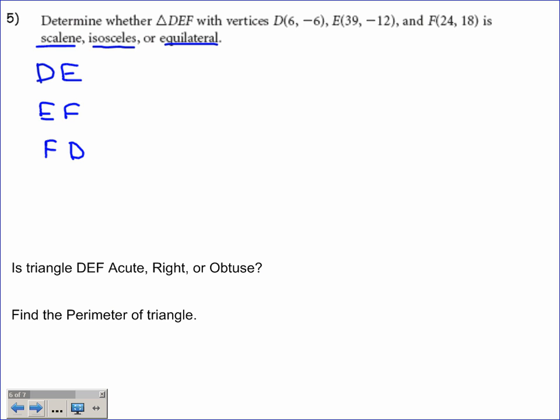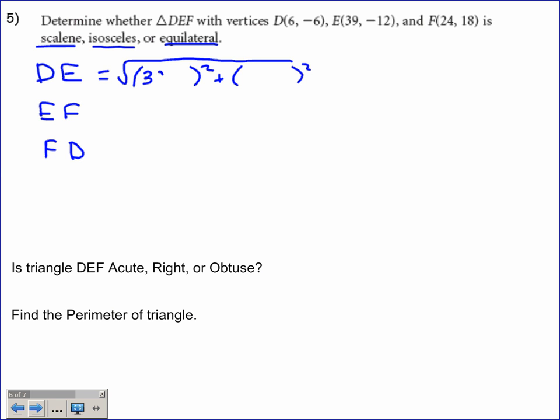Let's see. Sam, can you help me with the first one? How do we find the distance between D and E? Tyler Mancuso, be ready for EF. And Christine, FD.